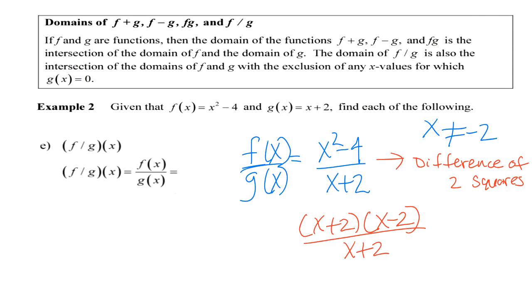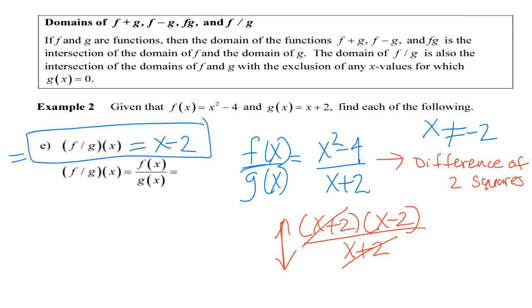Now I can cancel top and bottom only. I can cancel out x plus 2, x plus 2. So f over g of x is x minus 2. So let that marinate for a while.